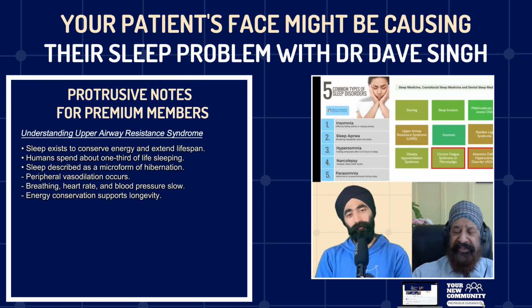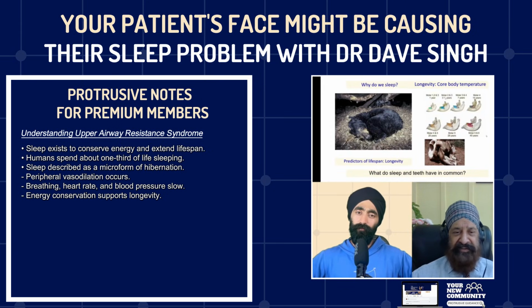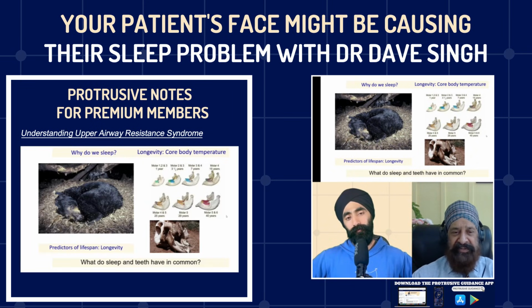I said, well, one of the reasons why we sleep is actually to conserve energy. And by doing that, we actually elongate the lifespan. So we spend about a third of our lifetime sleeping. And sleep is a microform of hibernation. When you think about hibernation, you're in a cozy den, it's dark, it's cold outside. You get peripheral vasodilation, your breathing slows, your heartbeat slows, your blood pressure comes down, and you conserve energy. The bears and other mammals that hibernate do that for about 2 or 3 months a year, and it elongates their lifespan. Humans do something similar every night. And so now when you're conserving this energy, your core body temperature goes down.